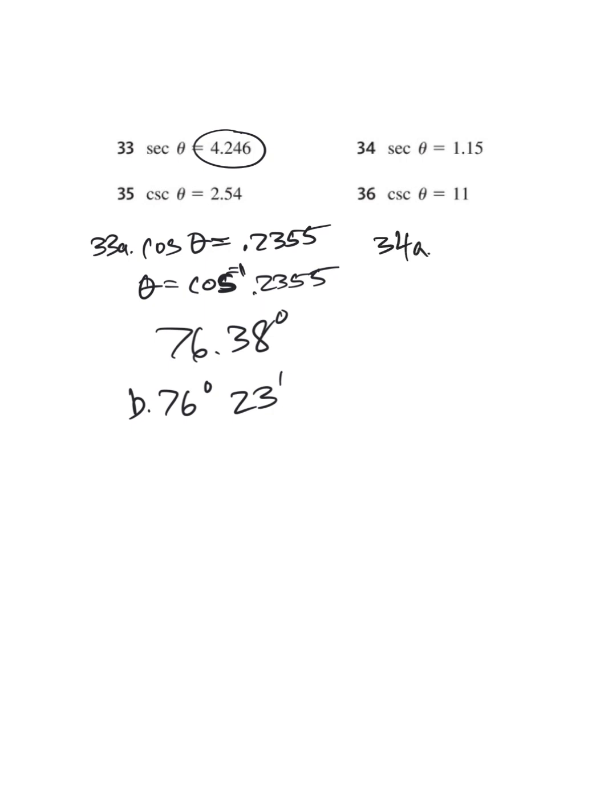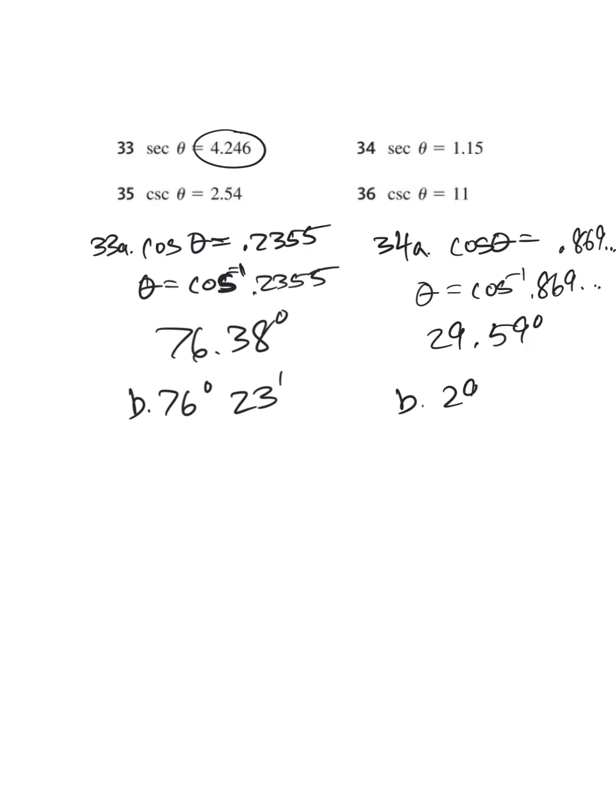34A, secant again is going to be the cosine, and take 1.15 and hit the 1 over x key, and that's going to be 0.869. So take the arc cosine of that value, and that gives you 29.59 degrees. So part B is 29 degrees. 0.59 times 60 gives you 35 minutes.